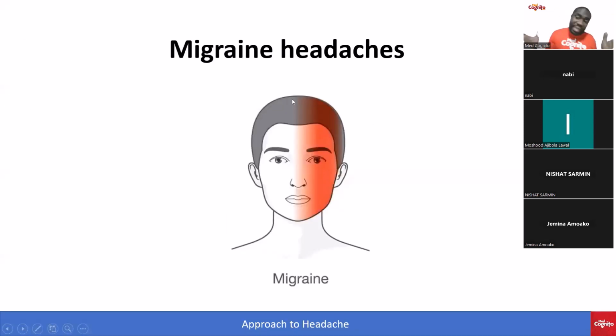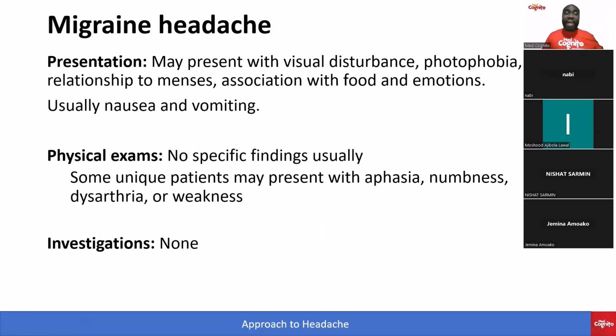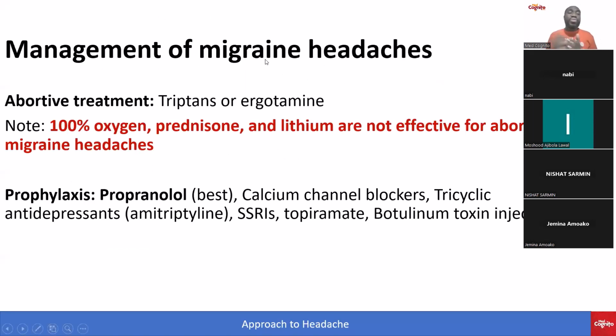Migraine headache, we said that it is usually unilateral, strong family history, photophobia. I'm just going through them because we've already used that table to get it going first. Okay, non-specific findings. Do we have to do any investigations? No. How do we treat migraine headaches for them to go? We can use triptans or ergotamine. What you have to know is that in migraine headache, oxygen, prednisone, and lithium are not effective for killing the migraine headache off. No, they are not effective.